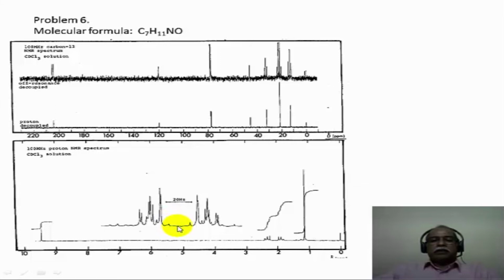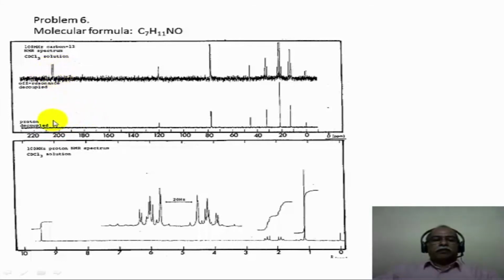In other words, such a symmetrical pattern can only be due to an AA prime, BB prime kind of spin system. A 4 spin system is what is present in this case. Let us also confirm that the integration corresponds to 4. Let us start at the left end of the proton NMR spectrum. Somewhere around 9.5 ppm there is a singlet, and in the carbon 13 there is also a peak around 205 ppm or so, and this signal is split into a doublet in the off resonance spectrum.